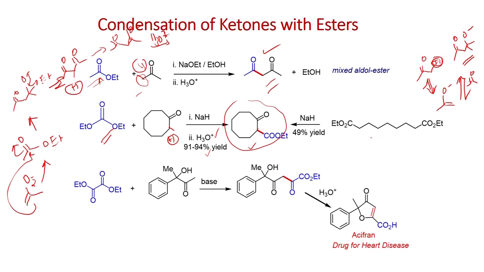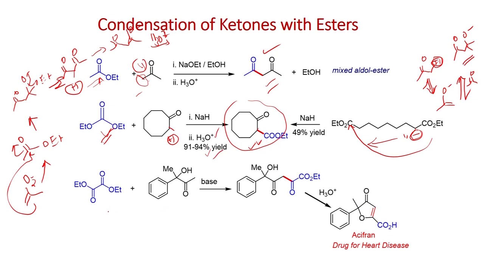Alternatively, you can also make this compound from an intramolecular cyclization reaction using sodium hydride. You can deprotonate this acidic proton, you will have this anion, which can exist in the form of enolate that can undergo intramolecular cyclization to this compound. Here the yield is moderate. However, the reaction of this ketone with the base to give the enolate, followed by addition with diethyl carbonate, gives this cyclooctanone carboxylate in high yield.